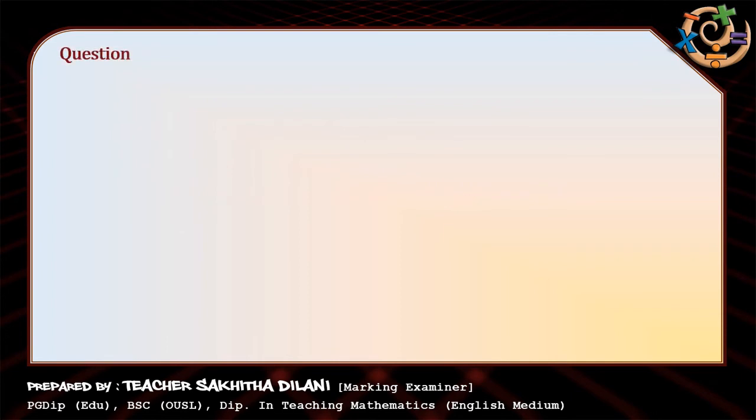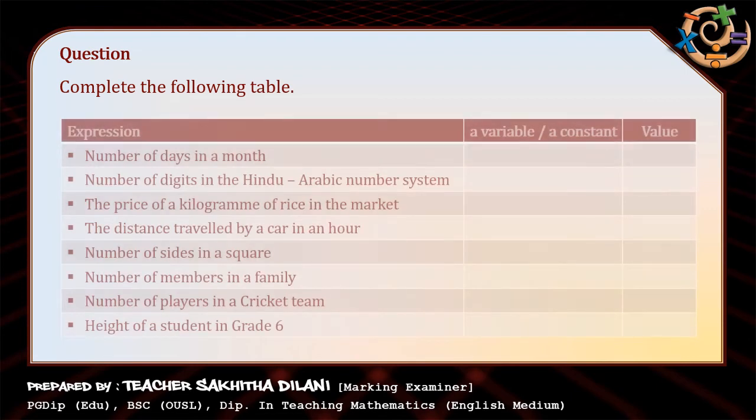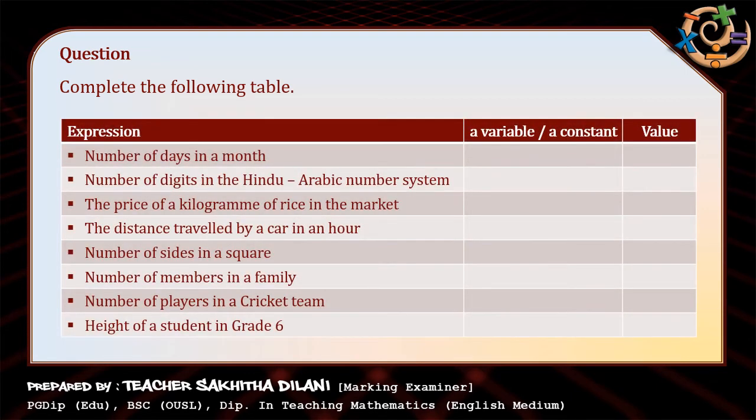Now you are given a question. Complete the following table. In the first column, you are given some expressions. In the second column, you are asked to write whether it is a variable or a constant. And in the third column, you have to write their numerical values, or you can represent the variables using algebraic symbols. First one, number of days in a month.